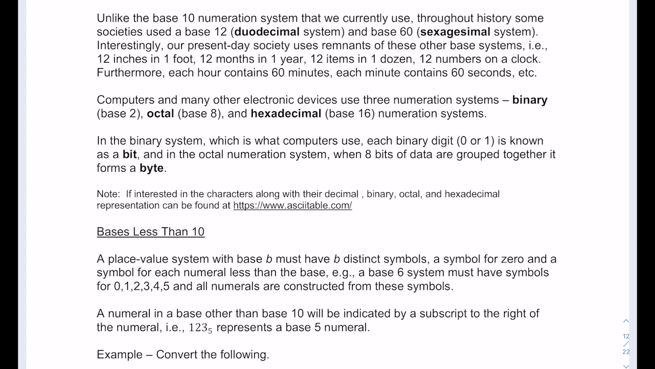In a binary system, which is what computers use, each binary digit is 0 or 1, and that's known as a bit. And when you have 8 bits of data grouped together, we get a byte. Okay, in the octal numeration system.